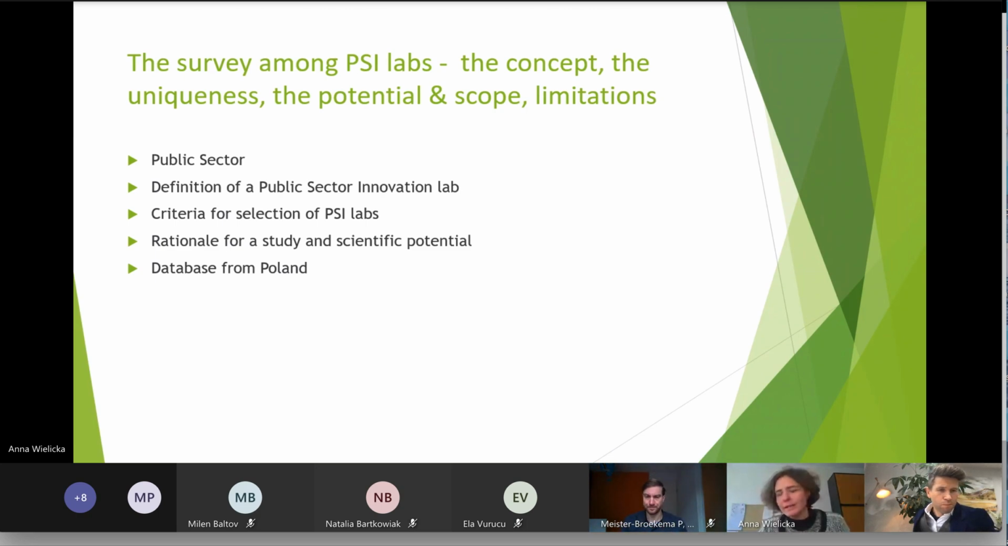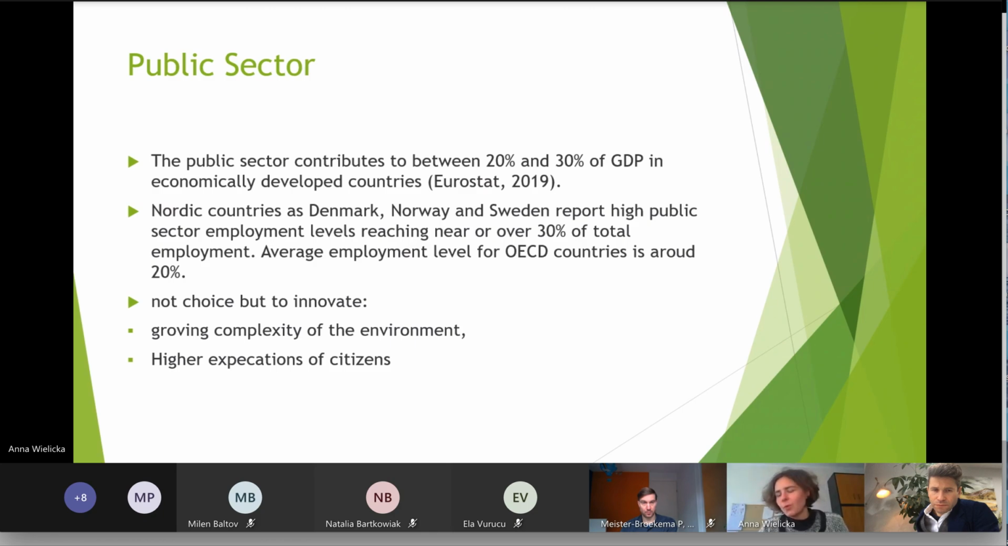What is the idea of our survey project? Generally, we would like to do a survey on PSI labs, public sector innovation labs. Why is it relevant for us? When we look at the public sector, it constitutes a huge amount of our GDP. In developed countries, it will be around 20-30% of GDP. Some people claim it's half of the economy. So it's a really big issue to improve the efficiency of the public sector.